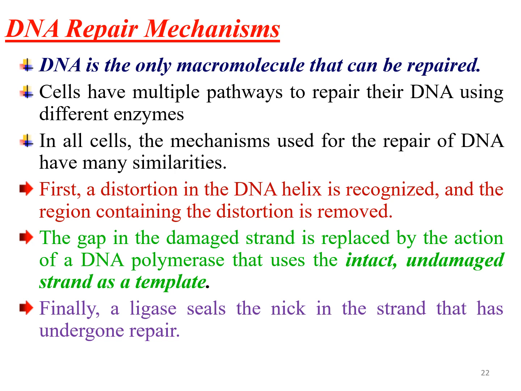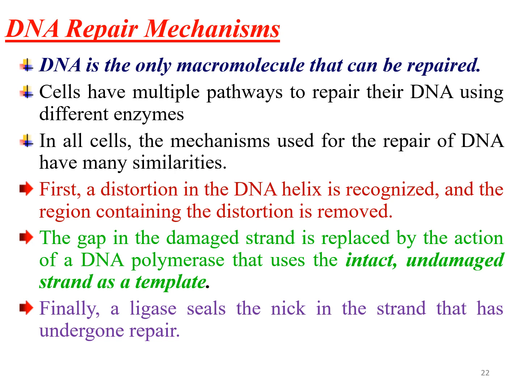In your cell, the mechanisms used for repair of DNA have, of course, many similarities. First, the distortion in the DNA helix is recognized, and the region containing the distortion is removed. The gap in the damaged strand is replaced by the action of DNA polymerase, which uses the intact undamaged strand as a template. Finally, ligase seals the nick in the strand that has undergone repair.